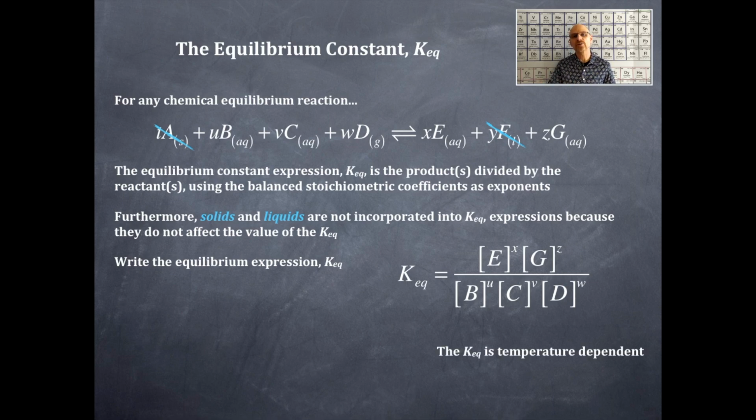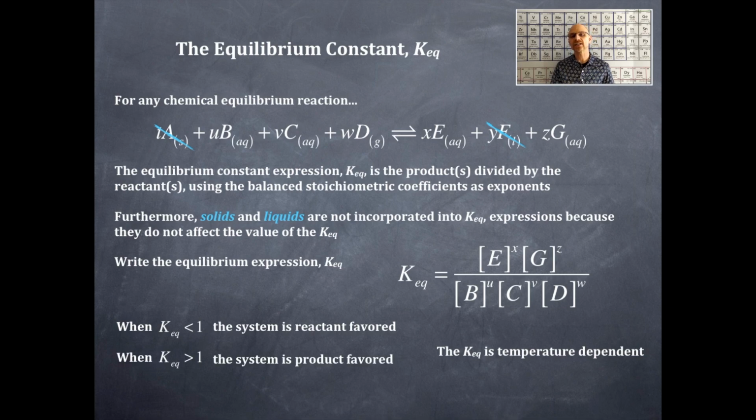Okay, and so a little bit more about this Keq. Keq is temperature dependent. So almost every single time we need to include the temperature with the Keq. The Keq is a value that has no units. Okay, when the Keq is less than 1, then the system is reactant favored. So if the Keq is less than 1, then it is reactant favored. Okay, that's going to be very important. When the Keq is greater than 1, then the system is product favored. Okay, so that's towards the products. When the Keq is equal to 1, the system is at equilibrium.